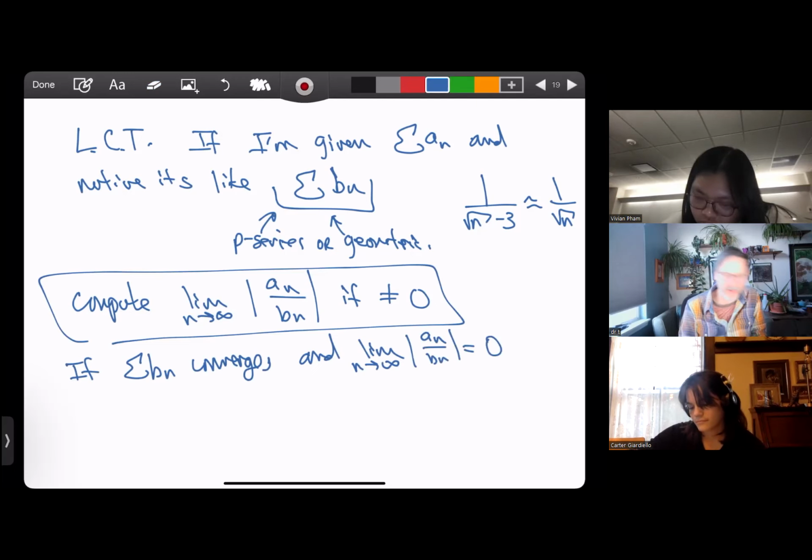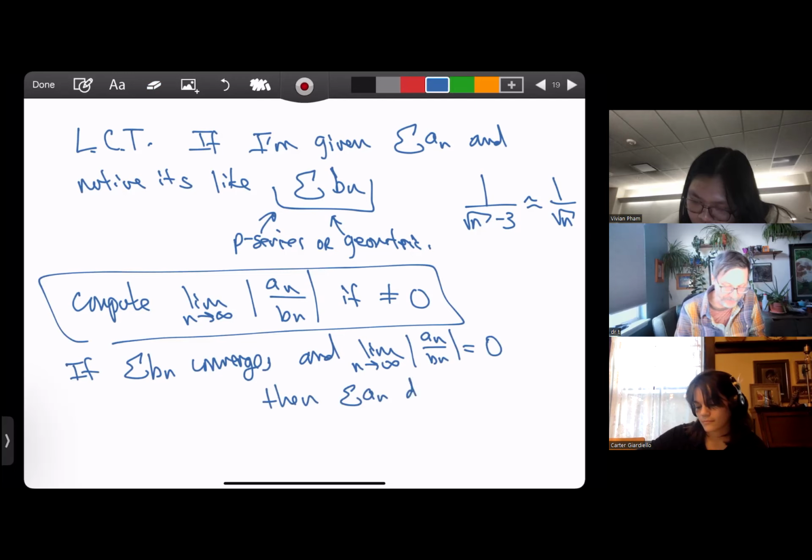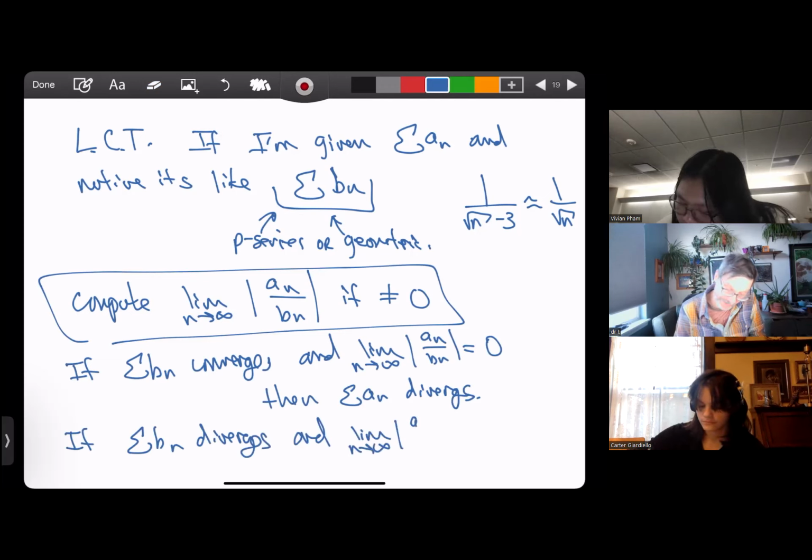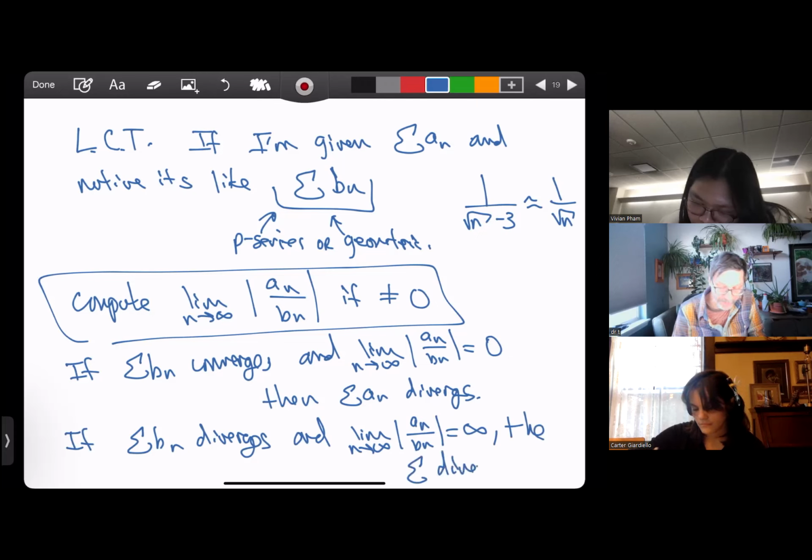This is kind of a subtle little edge case. Then the original series converges. And I'll actually give you a nice other side of this too. If the series you're comparing to diverges and this limit goes to infinity, then the original series diverges. So these two kind of happen sometimes.